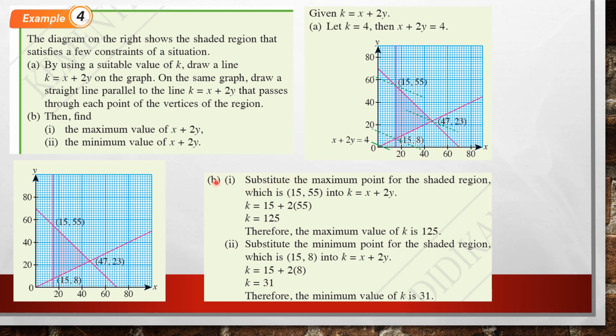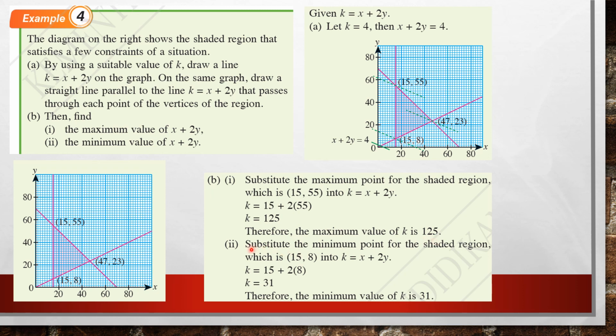So now for B part 1, they ask for the maximum value. So you substitute 15, 55 into the objective function. So k equal to 15 plus 2 times 55. So you get k equal to 125. Therefore, the maximum value of k is 125.